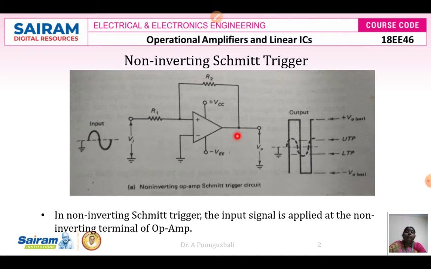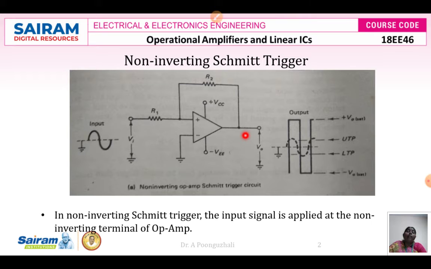Now I want my output to change from minus Vsat to plus Vsat. To do that, I give the input signal voltage as a positive voltage. When the input signal voltage is positive, the voltage at this point becomes positive, and automatically my output is also positive. So my output goes from minus Vsat to plus Vsat. Now it will be at plus Vsat.